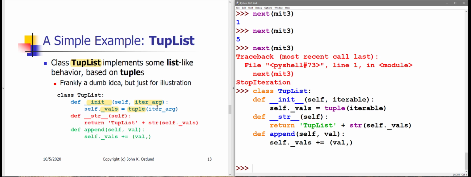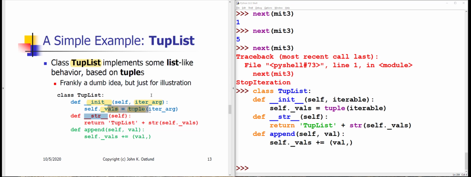And here's the initialization function. Now, we also want to be able to display TupLists, of course, which in turn means that we need to be able to convert TupList objects into a string representation. My string representation conversion is going to consist of the prefix TupList, that is the class name, followed by the tuple that contains the values in the list, also converted to a string. And then these two things are just going to be appended together.